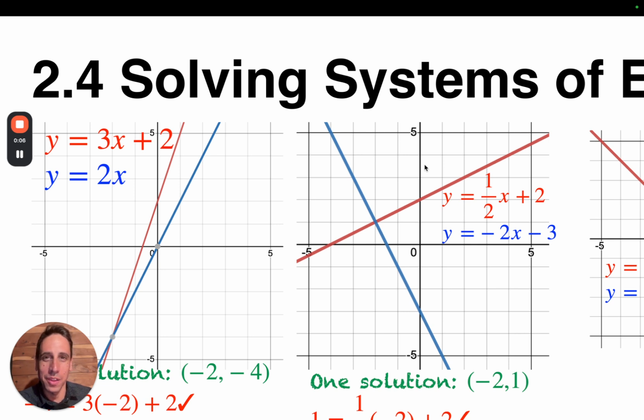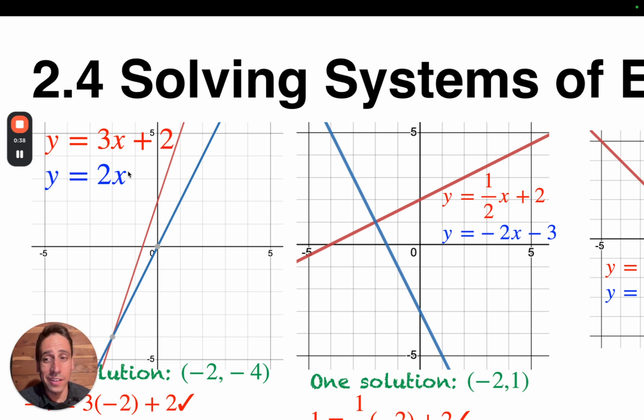Let me explain to you what that means. You might remember from Algebra 1 that a system of equations is two equations that are being considered at the same time. So let's think about y equals 3x plus 2 and y equals 2x. What values of x and y are going to solve them, are going to be true in both equations at the same time? And there's actually at least three different ways of figuring this out. We're just going to cover the first way today, and that's graphically.